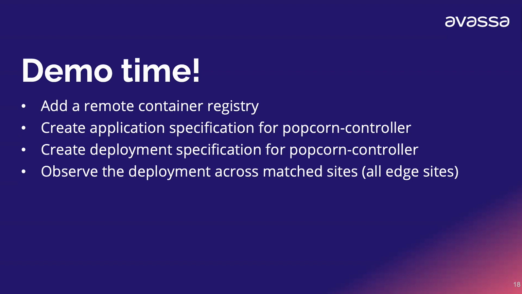So, demo time again. Getting ready for Fredrik to take over here. We're going to add a remote registry to our control tower to teach it where to find applications or container images. We're going to create an application specification and a deployment specification for the Popcorn Controller app. And we're going to observe that being deployed across the entire set of edge sites. For this one, we're going to stick to the web UI.